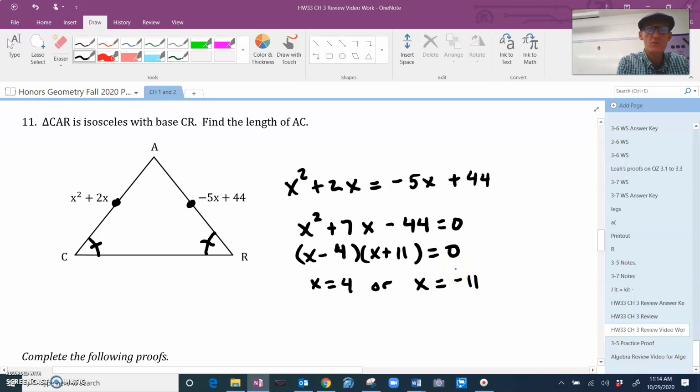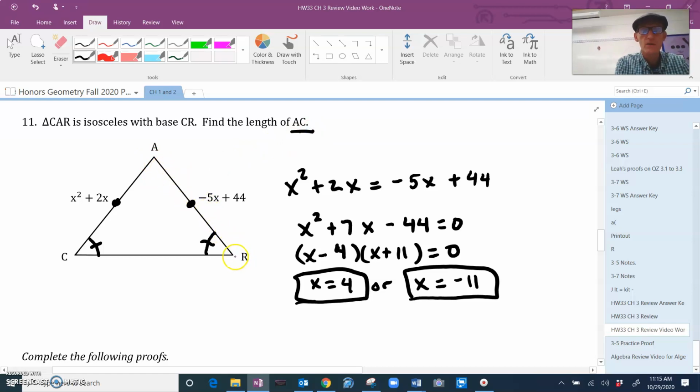Now in this problem, you see we have a negative sign right here, and if we multiply the negative 5 times the negative 11, we're going to get a positive number. So negative 11 just might work in this problem, because when we plug it in, we're going to get a positive value. So if we want to find the length of AC here, that's our task, it's going to be the same as the length of AR.